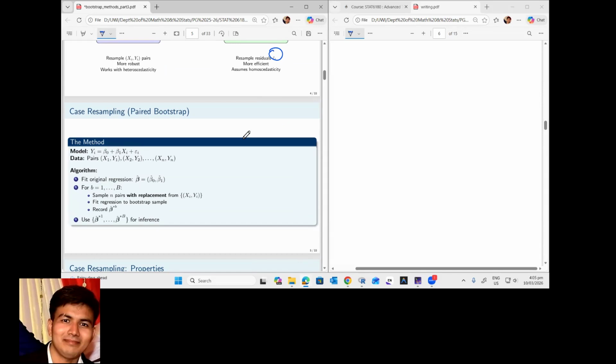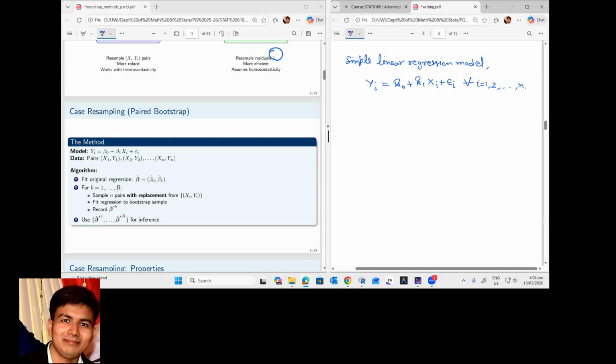suppose we have the regression model here. Suppose we have the simple linear regression model, that is yi equals beta naught plus beta 1 xi plus epsilon i, for i goes from 1 up to n, the sample size.